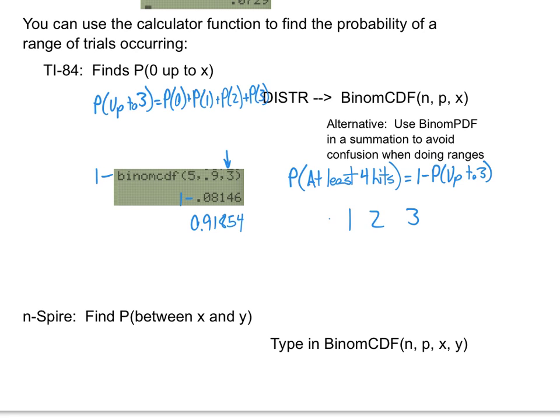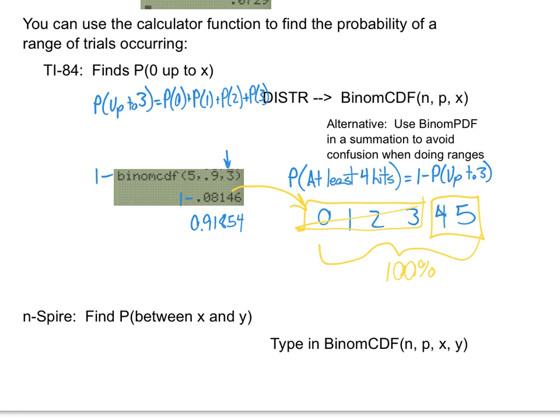Because here's what we want. We could hit it 0, 1, 2, 3, 4, or 5 times, right? So if we want at least 4 hits, that's this. I know that all of this adds up to 100%. Exactly. This is what we found. So if we subtract that from 100%, all we'll have left is what we're looking for. Okay? That's not too bad.